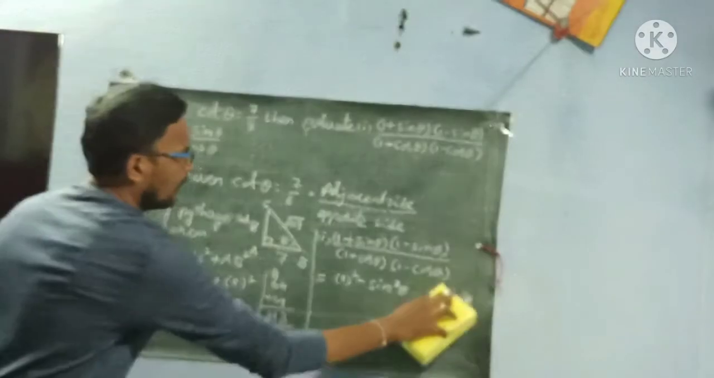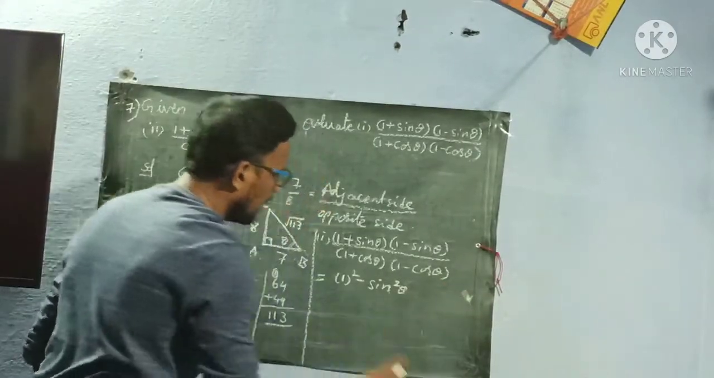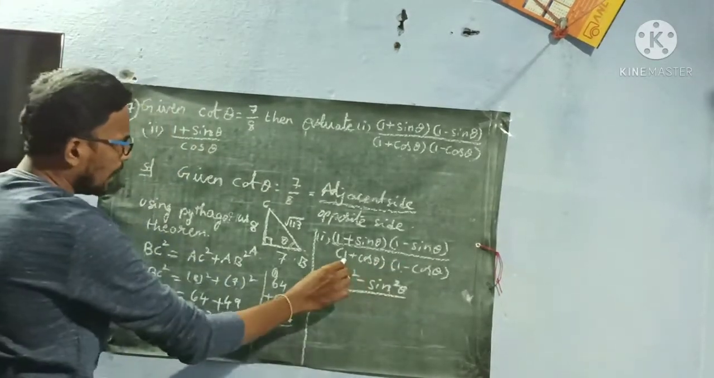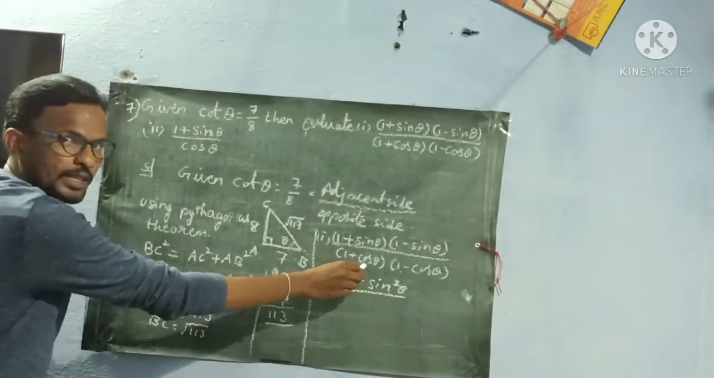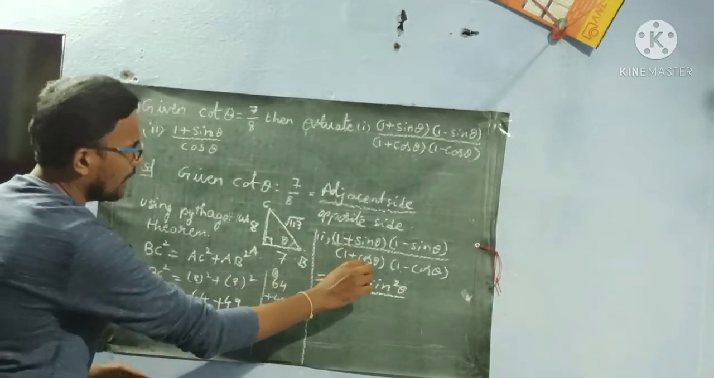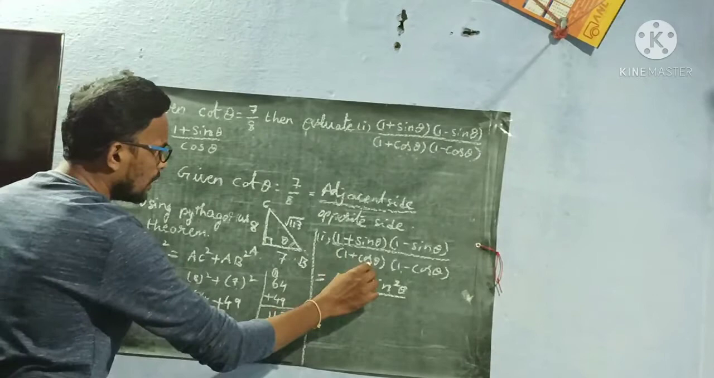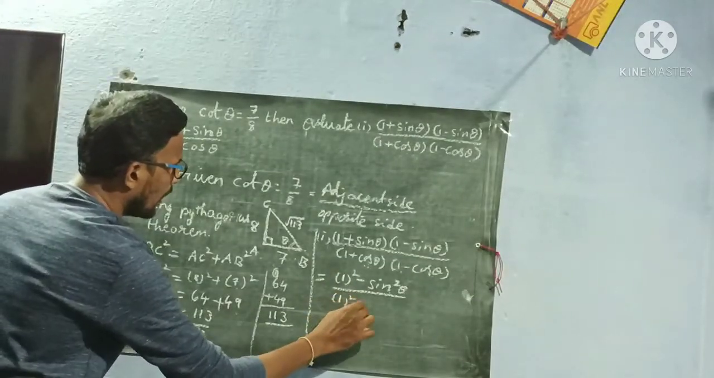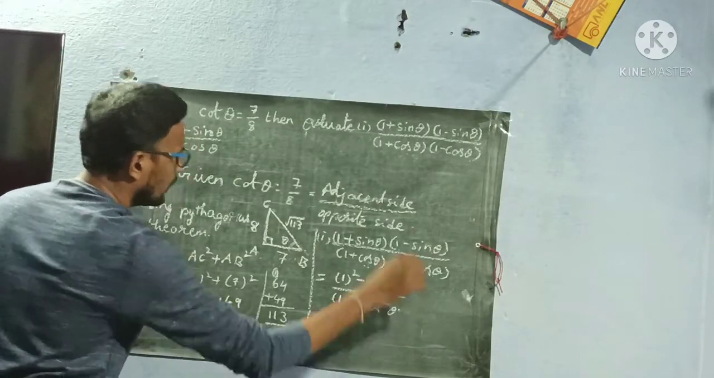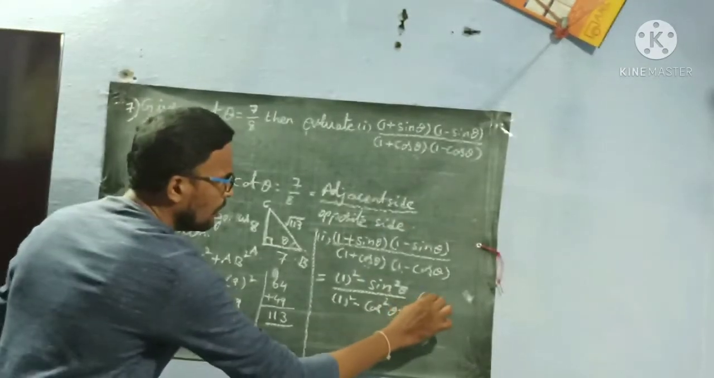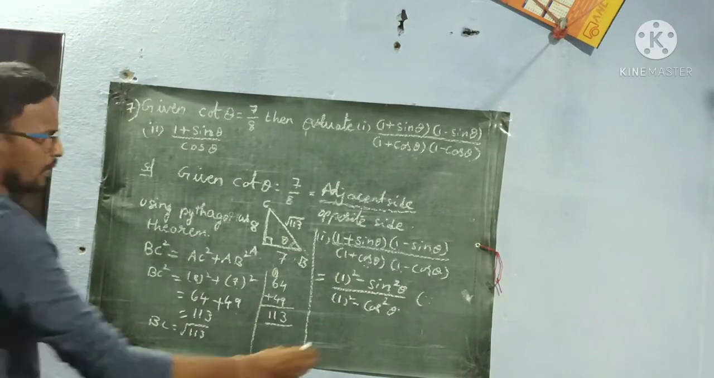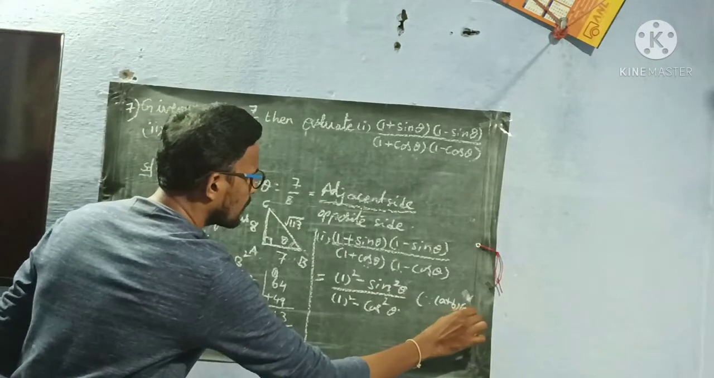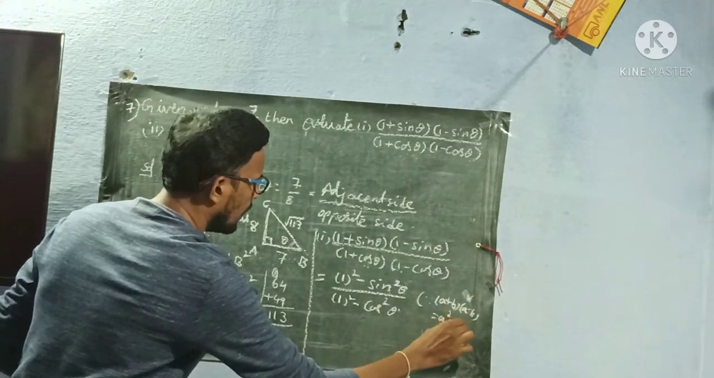So 1 minus sin square theta by, again here also (a plus b)(a minus b). Here the a value is the same but the b value is changing. The b value is cos theta here. So (1 plus cos theta)(1 minus cos theta), and here also we can write 1 whole square minus cos square theta. So which formula are we using now? Say the formula now. (a plus b)(a minus b) is equal to a square minus b square.